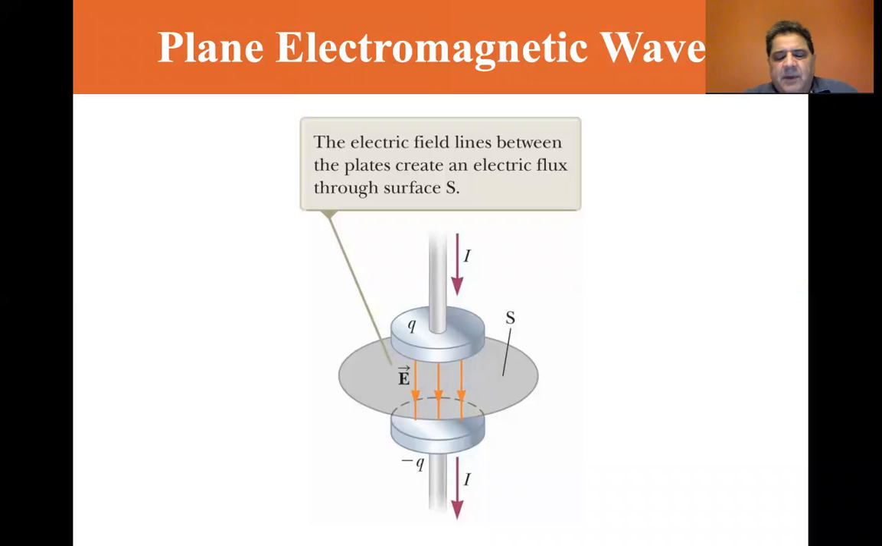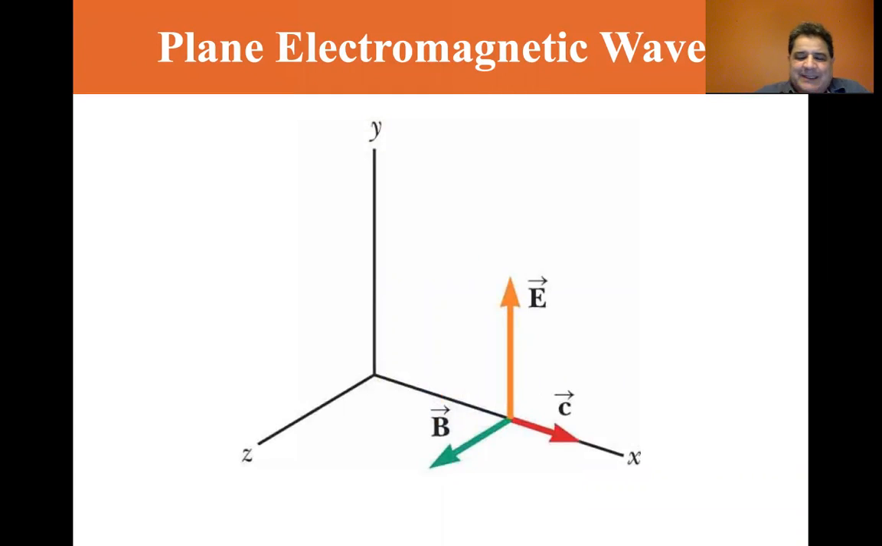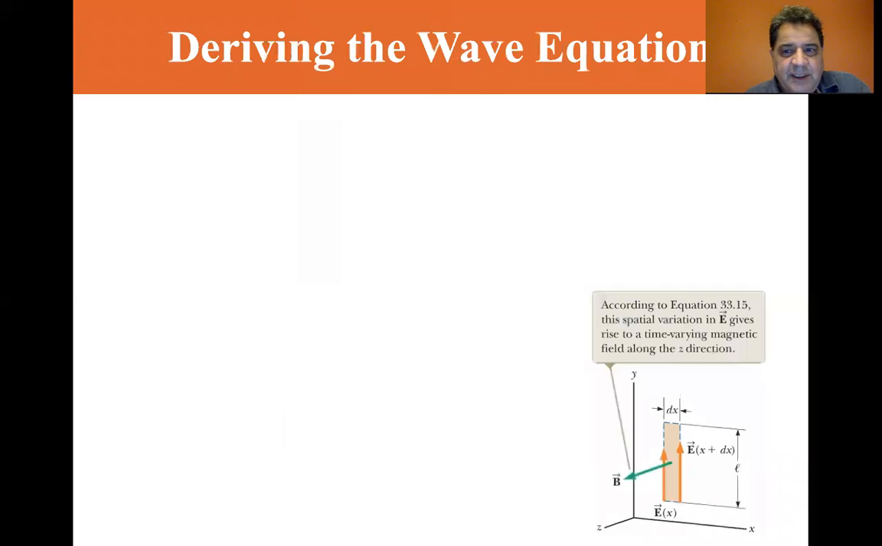We have the situation we've seen before. We have a surface S, and there's an electric field between the plates, so it creates an electric flux through the surface. Now we're going to look at a plane electromagnetic wave. It goes in the direction of c, and it has vector components in the E direction along the y and the B direction along the z. And we're going to look at the equations and come up with the wave equation for this.